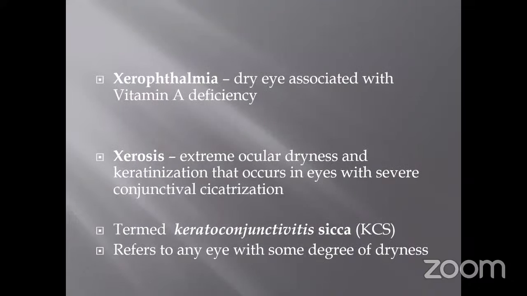So what is the difference between xerophthalmia and xerosis? Xerosis means any type of ocular dryness. We give a name as xerosis. Xerophthalmia is a dry eye which is specifically associated with vitamin A deficiency. So vitamin A deficiency is one of the causes of dry eyes. When a dry eye is due to vitamin A deficiency, we call it xerophthalmia. But xerosis means an extreme ocular dryness and keratinization that occurs in eyes with severe conjunctival cicatrization.